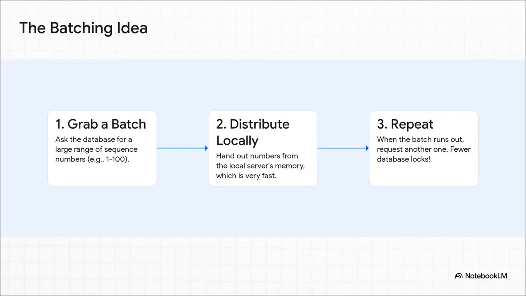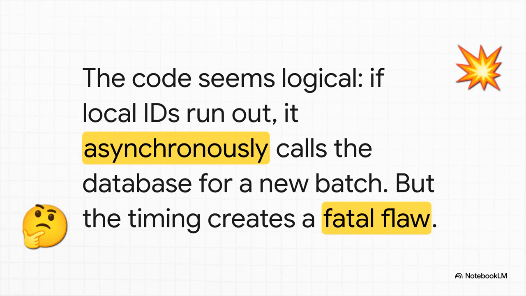Instead of bugging the database for every single ID, each of our servers will ask for a big block of them, say 100 at a time. Then it can just hand out those 100 IDs from its own memory, which is super fast. It only has to go back to the slow database once every 100 requests. This should solve everything, right? The code itself seems perfectly reasonable. When the server notices it's running low on its local stash of IDs, it just makes a call in the background to get a new batch. I mean, on the surface, this should work flawlessly, but there's a fatal flaw hiding in the timing of it all.